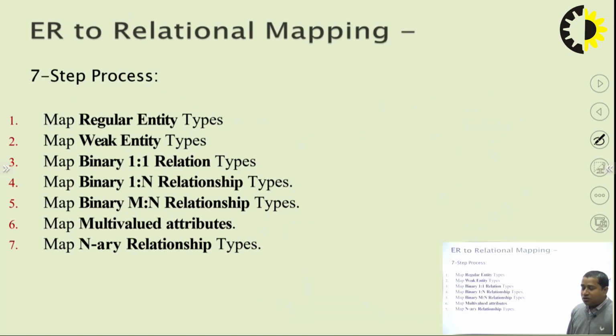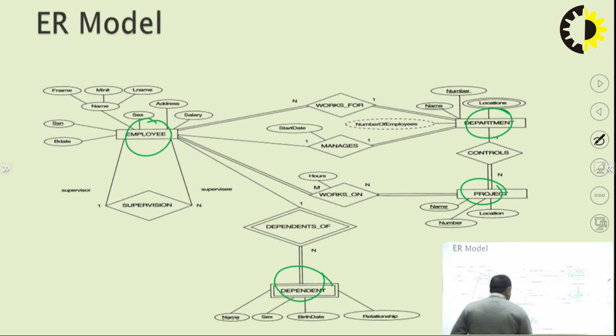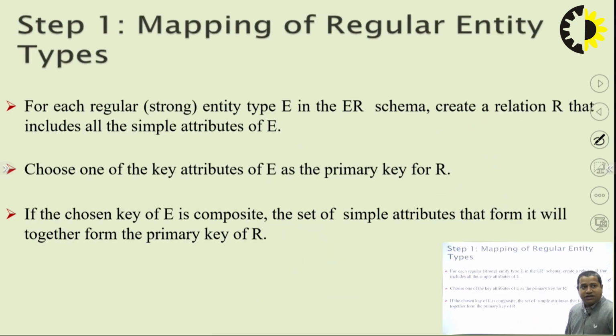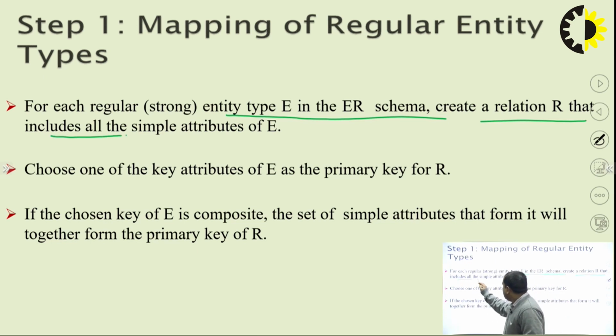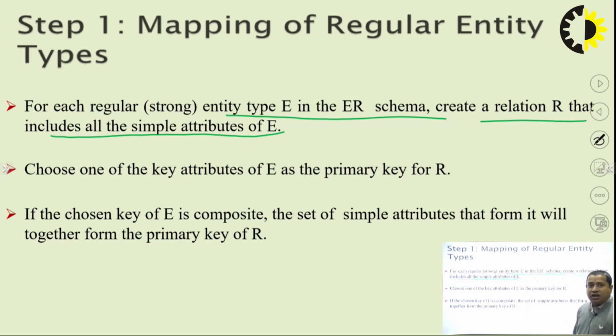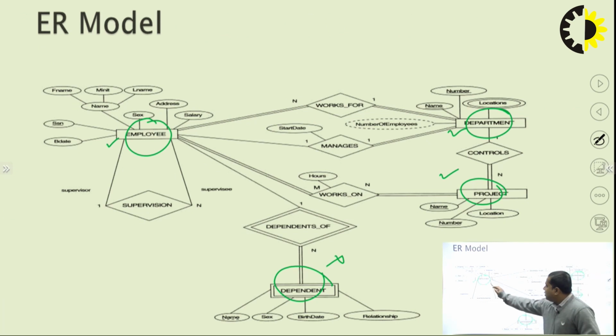Okay. So what is the first step? The first step is the mapping of regular or strong entity types. So let us find out in this given example which are the strong entities. This is a strong entity, this is also a strong entity, this is also a strong entity, but this is not a strong entity, this is a weak entity. So for each strong entity set, we create a relation R. That means we create a table R that includes all the simple attributes of that particular entity. For example, in this ER model, for employee, department, and project, we will create tables as employee, department, and project. And what will be the fields of those relations?